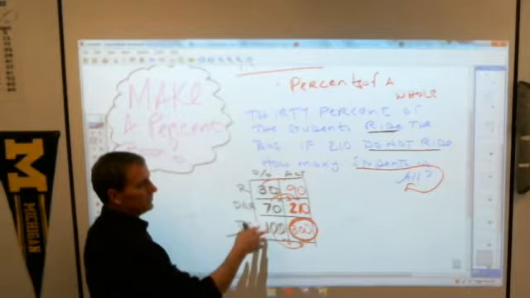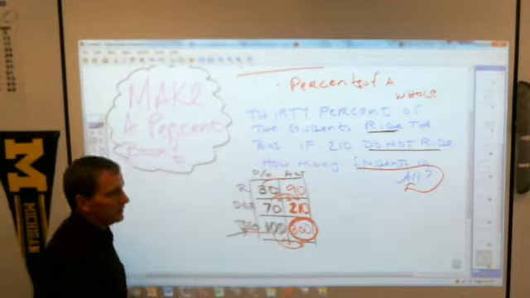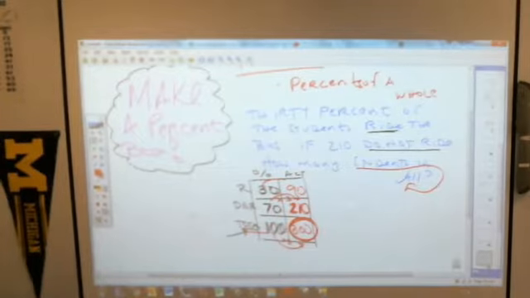So really the key is make sure when you draw your little percent box, you label everything so you know what you're talking about and you don't get lost. That's not so bad, is it?